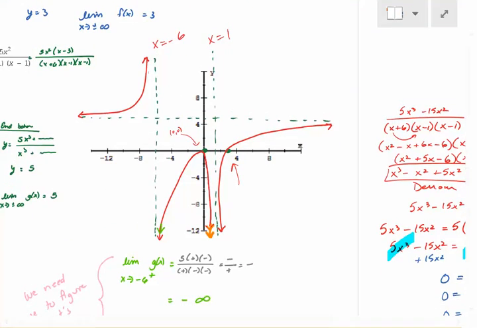So if it doesn't cross, can it start here and go up? No. Why not? Because then it would cross, right? So it has to go down. And we know it crosses there, correct? And it gets infinitely close. So what does this have to do? It has to go like that, correct? Because it can't go up from here. Why can't it go up from here? Because it would cross the horizontal asymptote, which we know it can't do. So it has to go down.